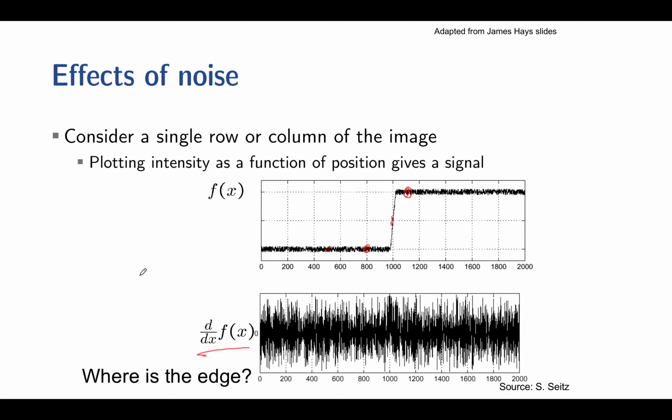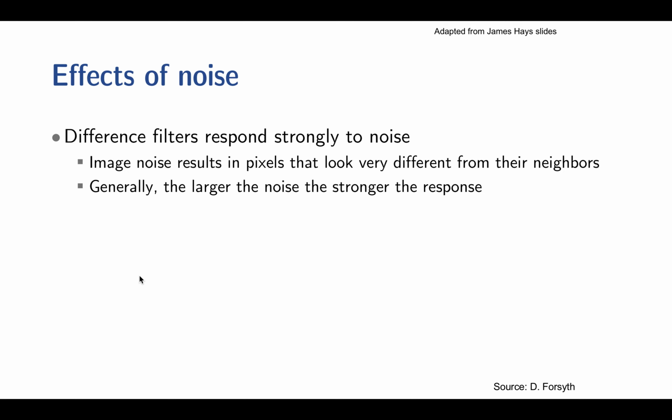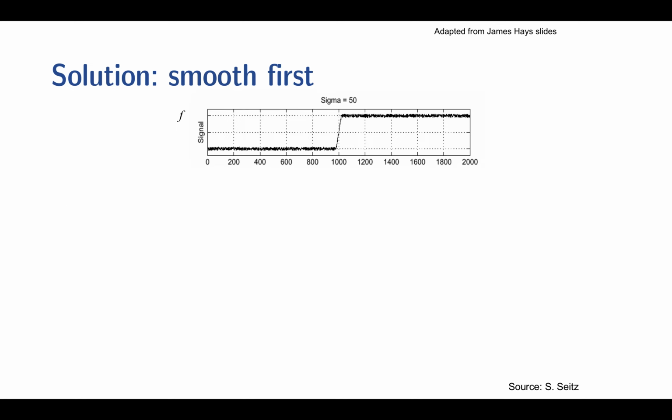Okay, it's a lot simpler than what you're trying to do. He said, let's just smooth this signal, okay? And this is what we practically do almost always while doing edge detection. Now the argument here is difference filters like derivative filters respond strongly to noise, and so image noise results in pixels that look very different from their neighbors. Generally, larger the noise, the stronger the response of the derivative filter is. Okay, so what can we do about it?